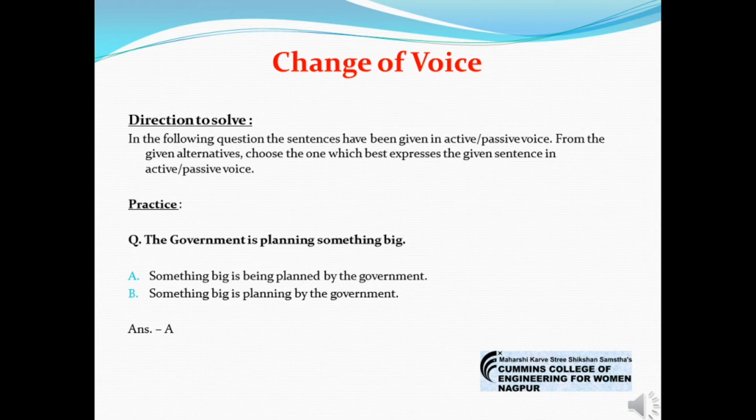Thus, in passive voice, the subject is the receiver of the action. The verb in the passive voice always has is, am, are, was, were, be, being or been as a helping verb.